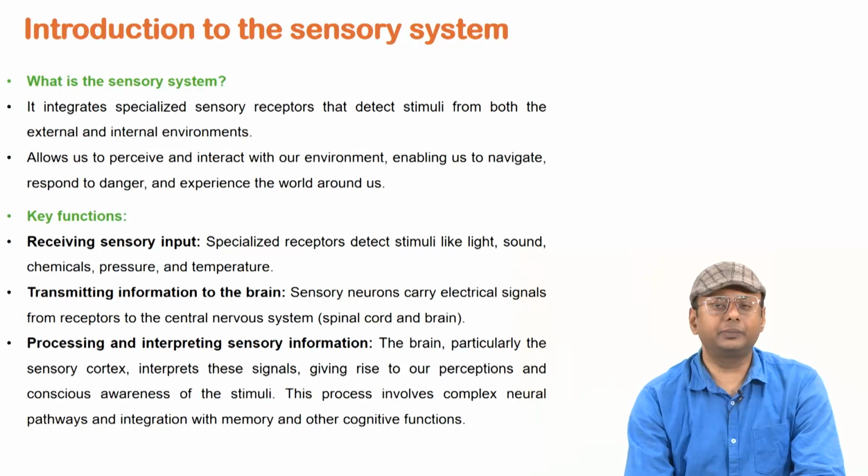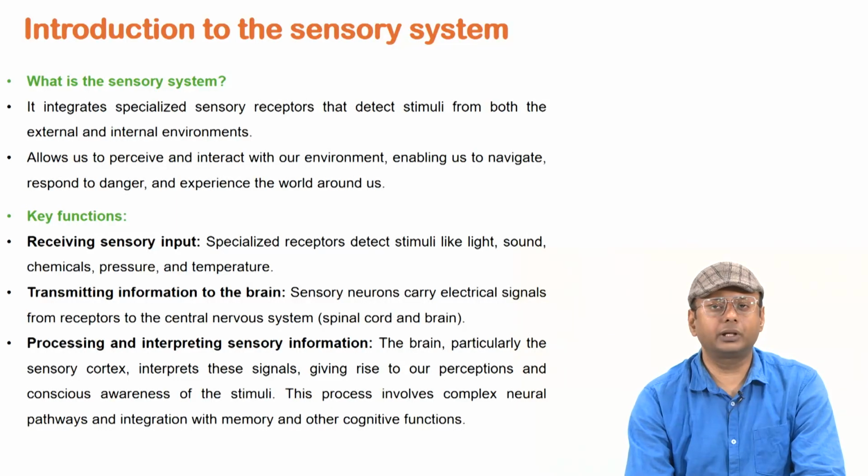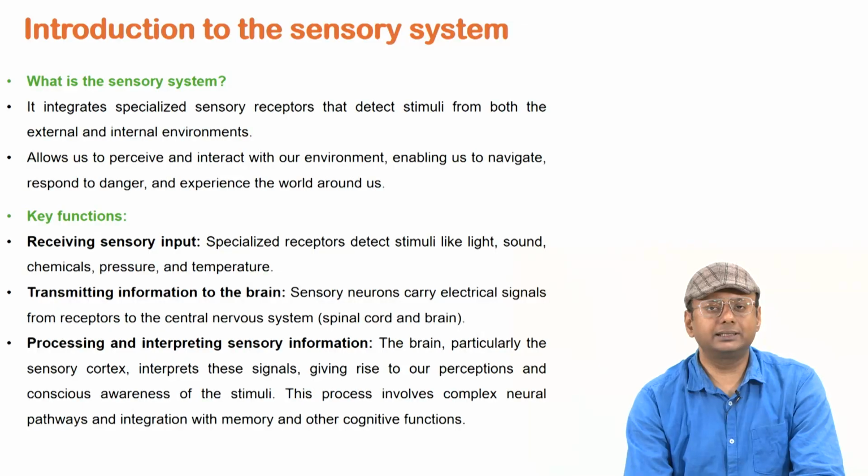So what are the key functions of the sensory system? Basically the main key function is receiving the sensory input, using specialized receptors that detect stimuli like light, sound, chemicals, pressure and temperature. Then it also helps in transmitting information to the brain. As we said, once the sensory stimuli are received, this system transmits those signals through the spinal cord to the brain, and finally processing and interpreting the sensory information.